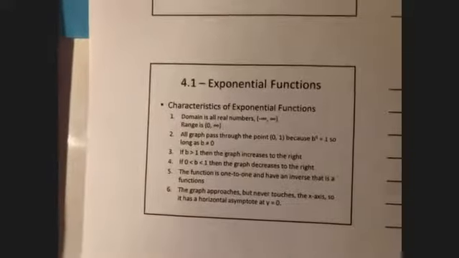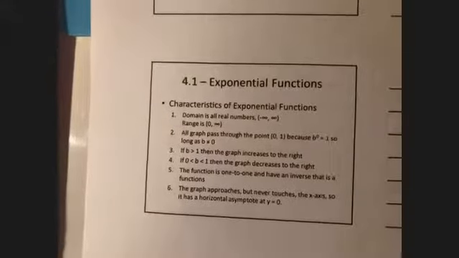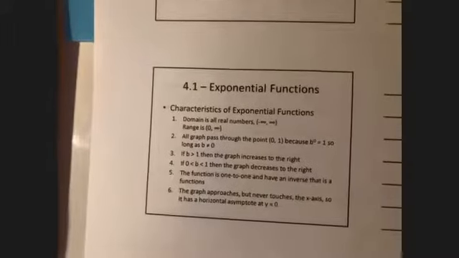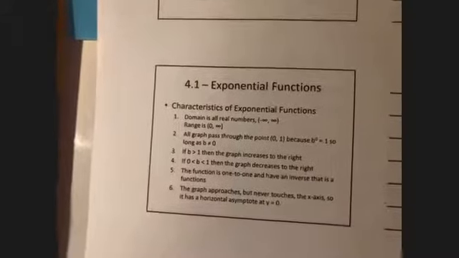This is 1-to-1, and it has an inverse that is a function. I'm going to talk about that here in just a second. And then the graph approaches but never touches the x-axis, so it does have a horizontal asymptote of y equals 0. Now, coming back to number 5, it is a 1-to-1 function.